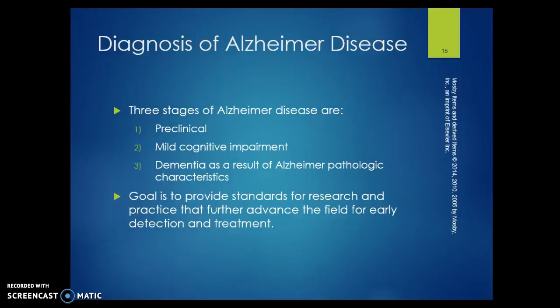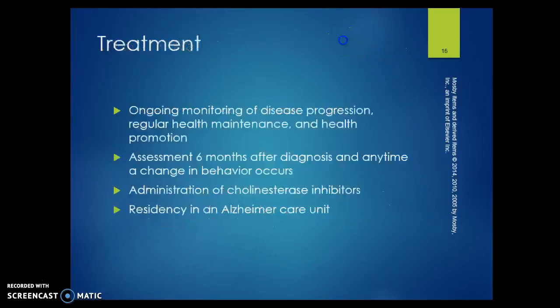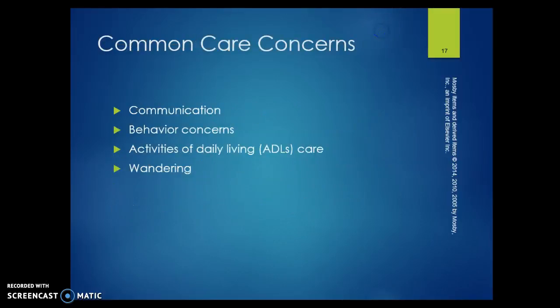The goal is to provide standards for research and practice that further advance the field for early detection and education. Treatment is ongoing monitoring of disease progression, regular health maintenance, and health promotion. Assessment 6 months after diagnosis and any time a change in behavior occurs. Administration of cholinesterase inhibitors and residency in an Alzheimer's care unit.